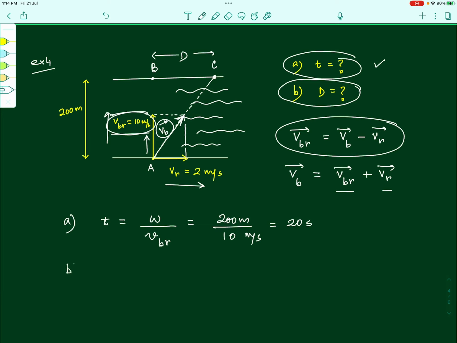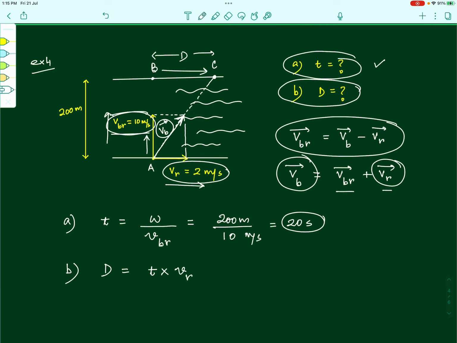And then the second one, to find the drift. What is drift by definition? The drift is the displacement of the boat along the river in the time in which it crosses the river. The time we have already obtained. All we need to do is multiply this time t with the velocity of the boat along the river, which is nothing but the velocity of the river itself, VR. Just substitute the values, 20 into 2 meters per second, so this becomes 40 meters. The horizontal drift of the boat would be 40 meters, this distance d.